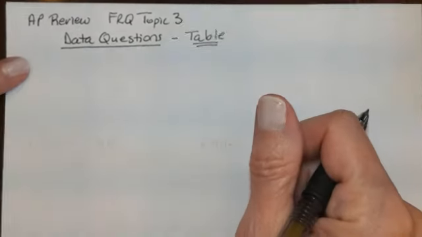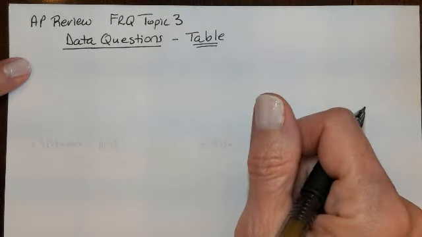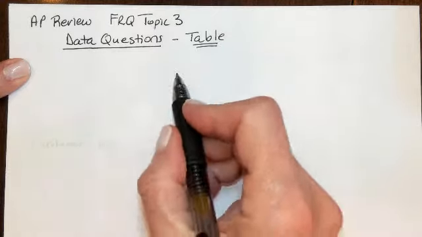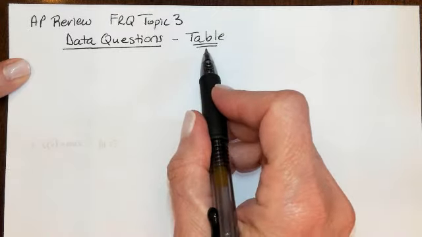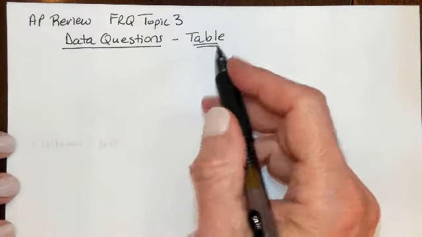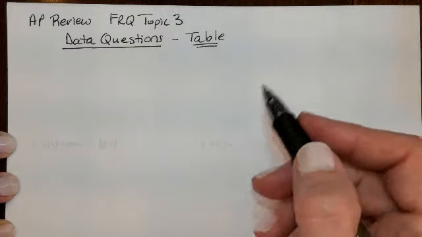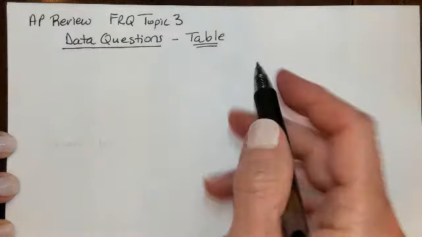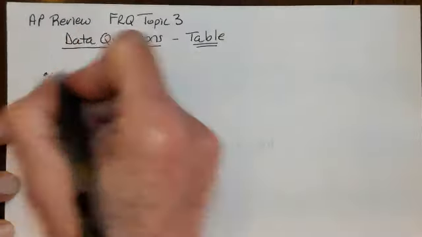We are on AP Review, FRQ Topic 3, Data Questions. These are questions that involve a table of values for some function. And they can ask many different types of questions, some of which are these.